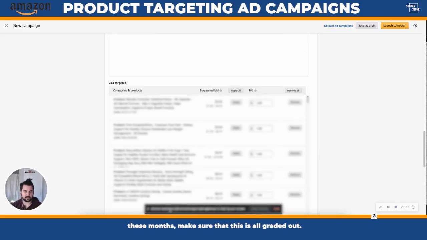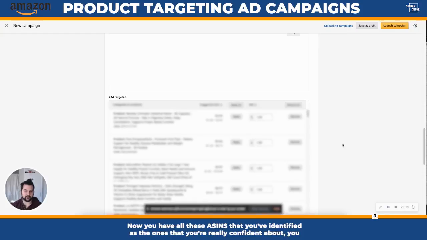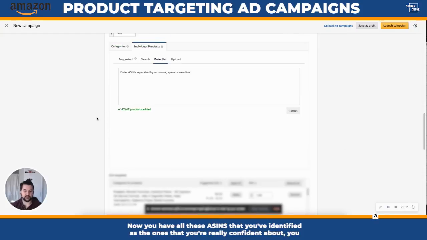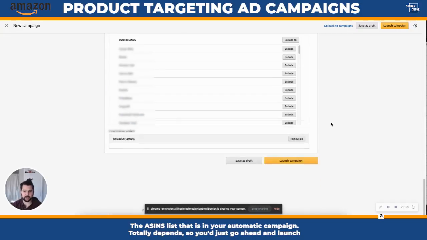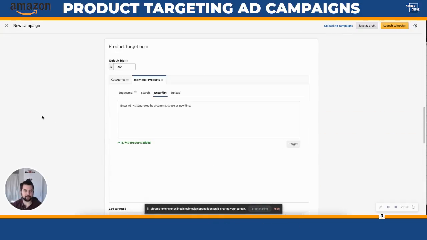Make sure that this is all grayed out. But now you have all these ASINs that you've identified as the ones that you're really confident about. You've set it at a high bid. You can do both the search term that really applies to your product and the ASINs that have already converted for like the super tight ad group with higher bids. Or you could just do the ASIN list that is in your automatic campaign. Totally depends. So you just go ahead and launch that.